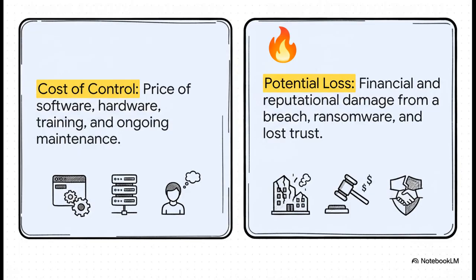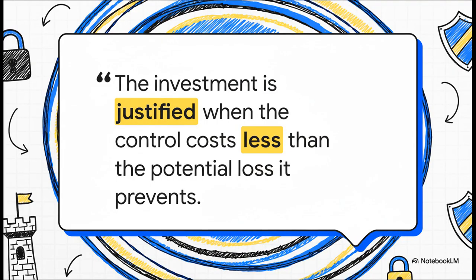Well, let's break that down. On one side of the scale, you have the actual cost of the control. You know, the price of the software, the hardware, training your people, all of that. But on the other side of the scale, you have to weigh the potential and often catastrophic cost of getting attacked. We're talking data breaches, huge ransomware payments, and maybe worst of all, completely losing your customers' trust. So the calculation you have to make is actually pretty simple. The investment makes sense when the control costs less than the disaster it's designed to prevent. I mean, if you spend $10,000 on a tool that stops a $1 million data breach, well, that's a fantastic return on investment, or what we call ROI.